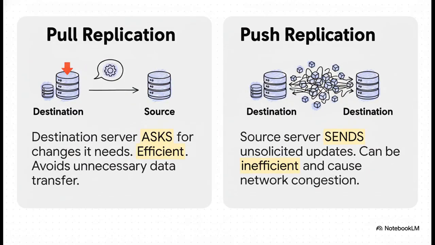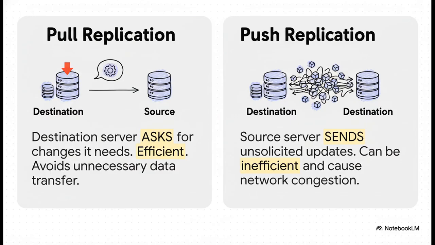Pull replication is all about being a smart consumer of data. Imagine subscribing only to the news feeds you actually care about, instead of having every newspaper in the world delivered to your door every day. That's the difference. A domain controller just says, hey, I last synced with you at this time. What's new since then?